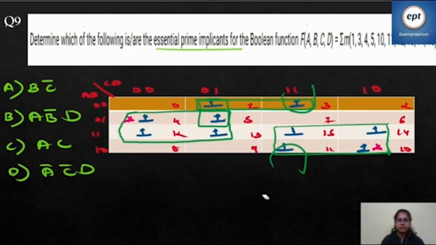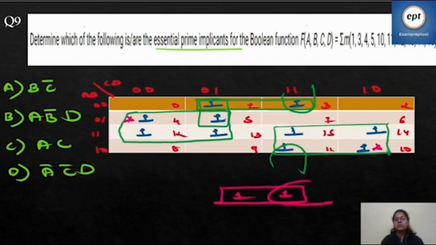But if this is the group and here it is 1 and 1, and here one overlapping is done and this one is remaining, so we can consider this an essential prime implicant, because the one is left, it is not covered. So the other one has done the overlapping, but the one is left in this group, so this is essential.